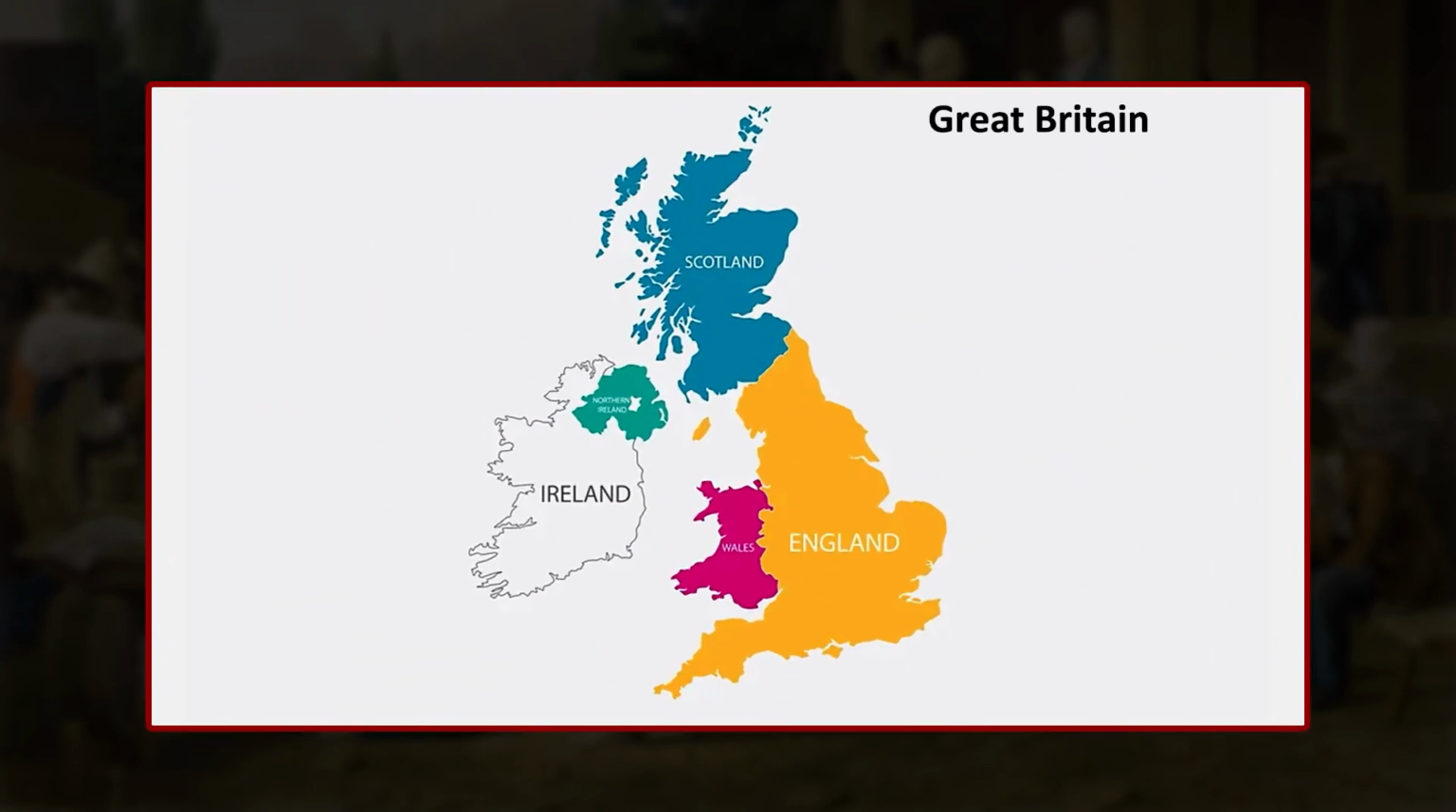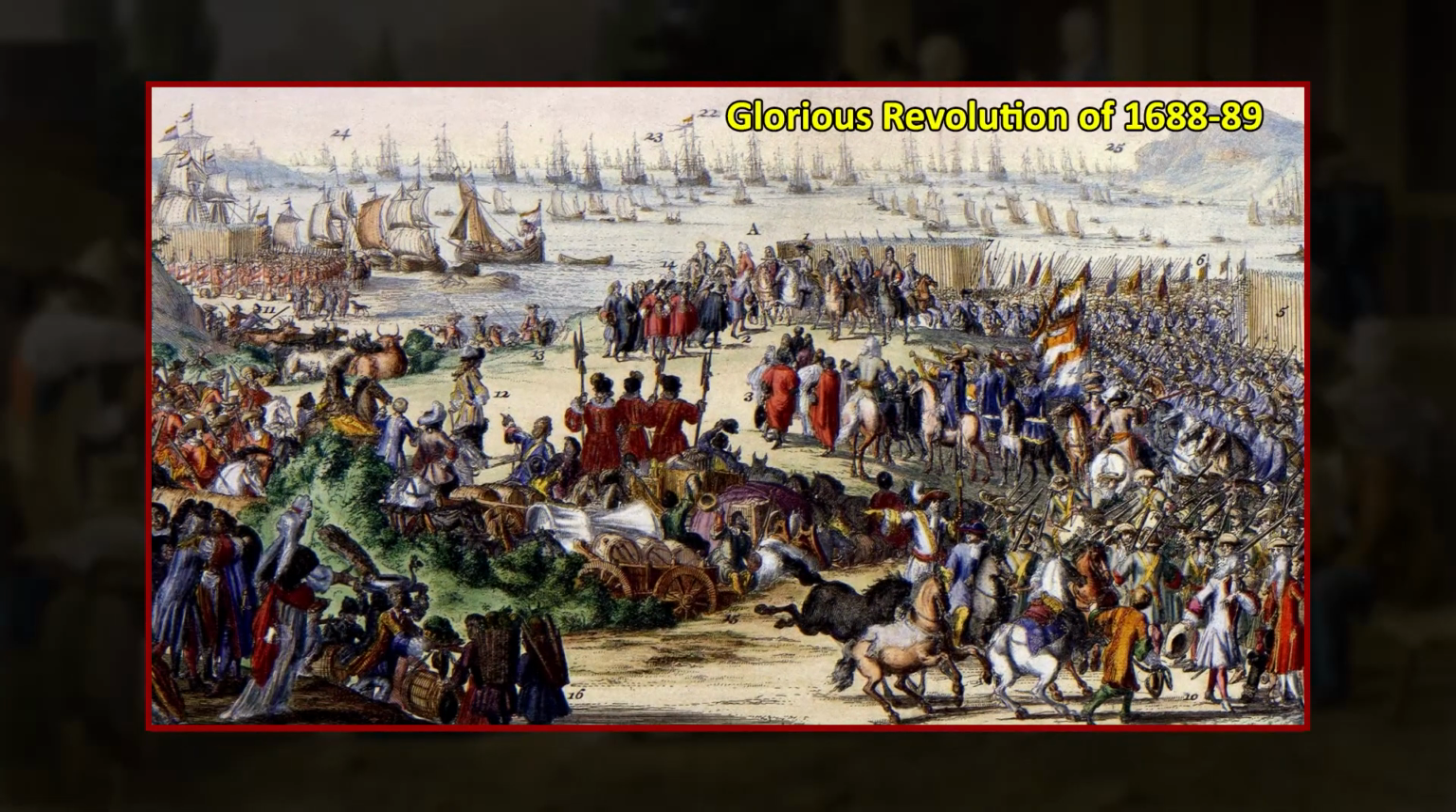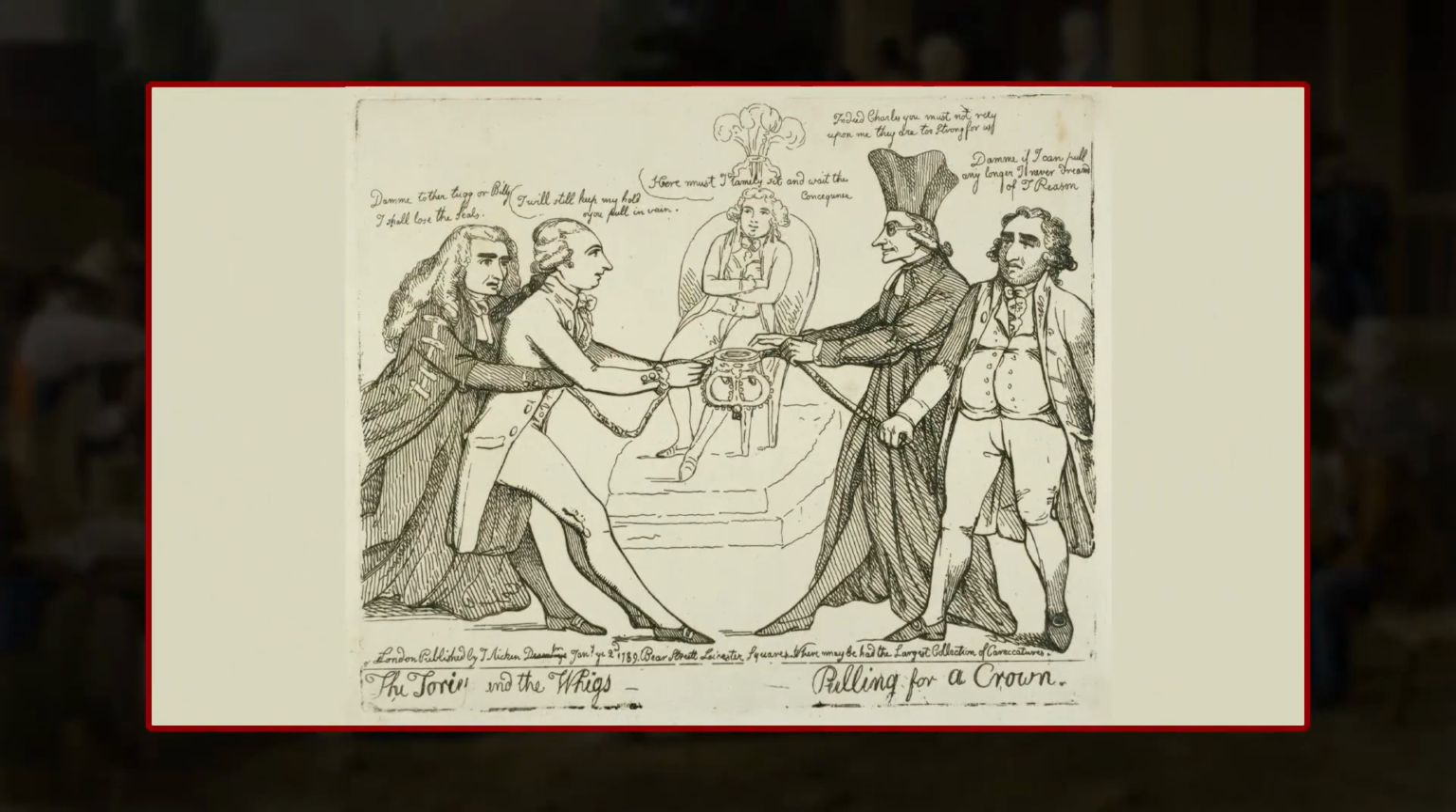The political party in its rudimentary sense arose in Great Britain. Britain's transition to more representative government following the Glorious Revolution of 1688-89 exposed the divisions within the society. The most poignant example is the conflict between the Whigs and Tories.